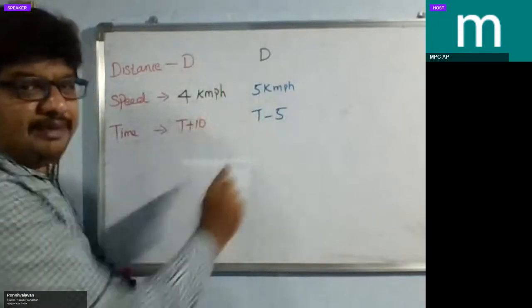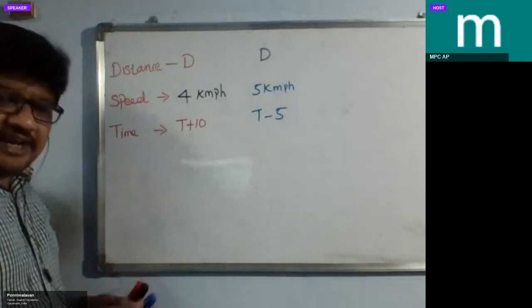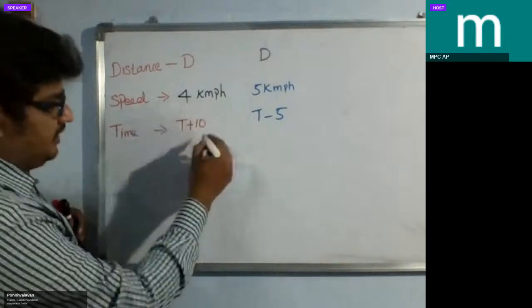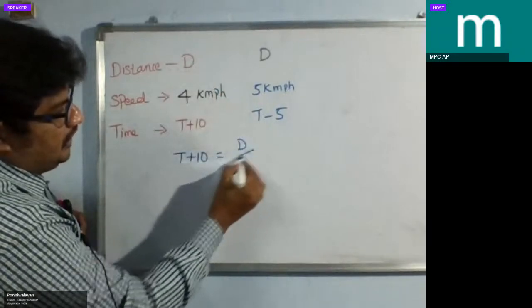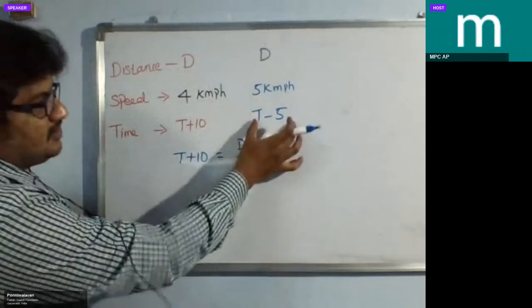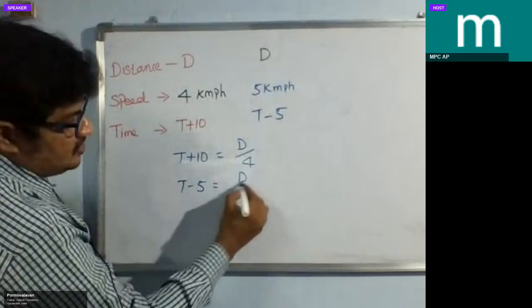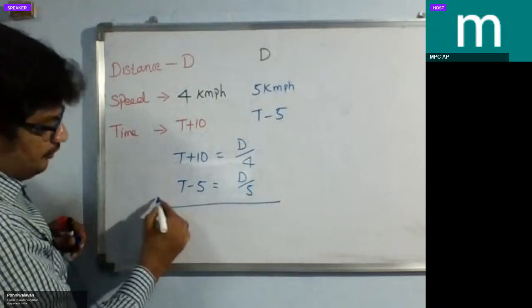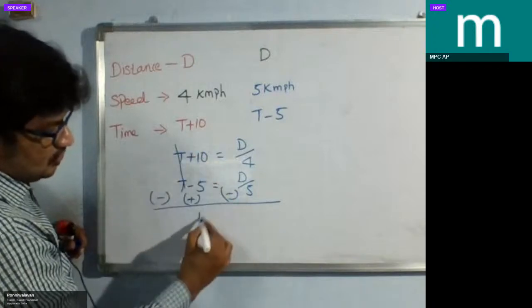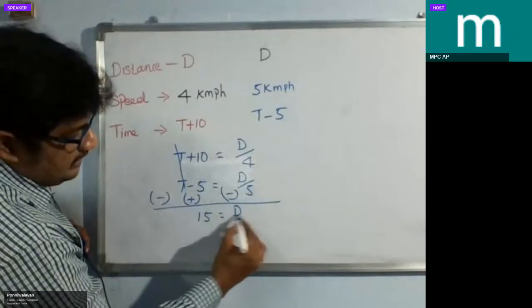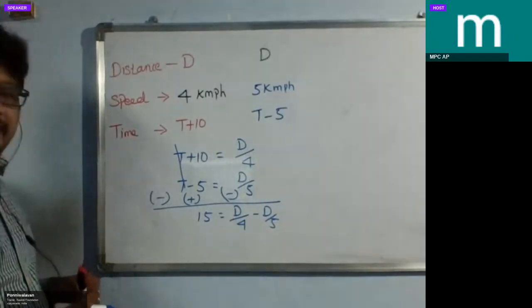So what we need to eliminate? T. T is time. So find time here: T plus 10. Time is equal to distance by speed, so D by 4. From this equation, can you tell me what is time? T minus 5. So this is distance by speed, D by 5. If you subtract it, T will get cancelled. So 15 equals D by 4 minus D by 5.